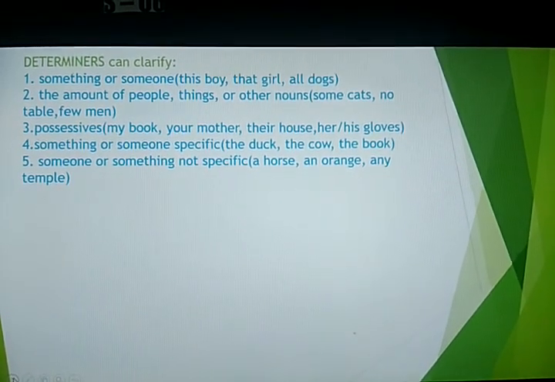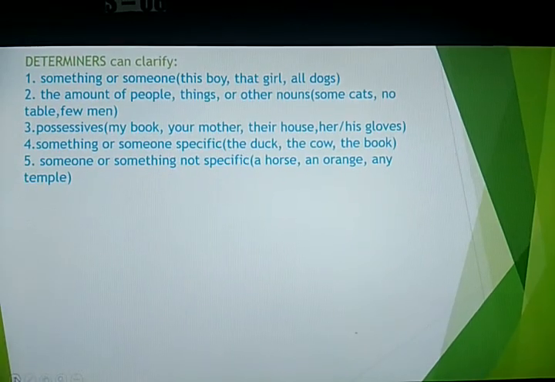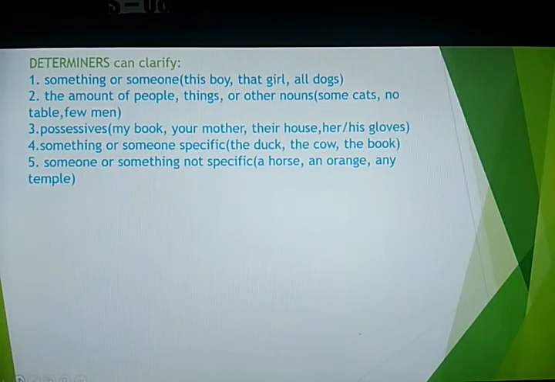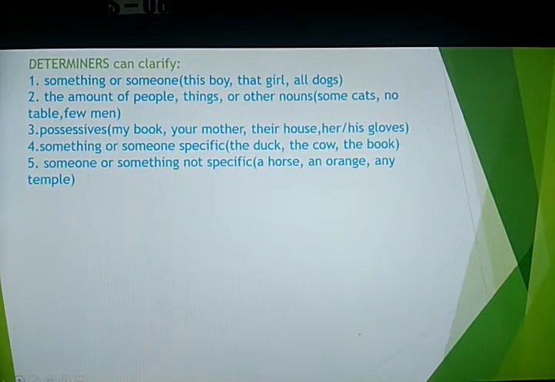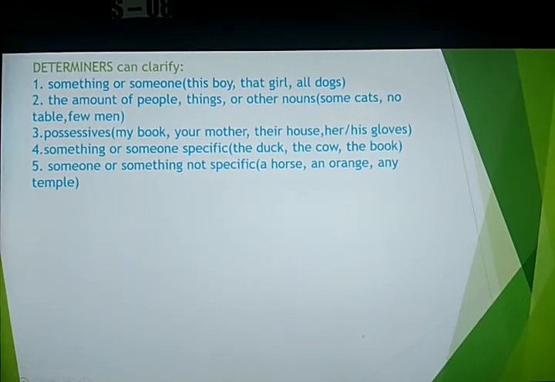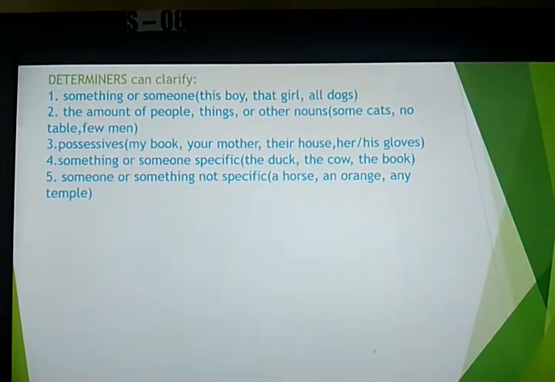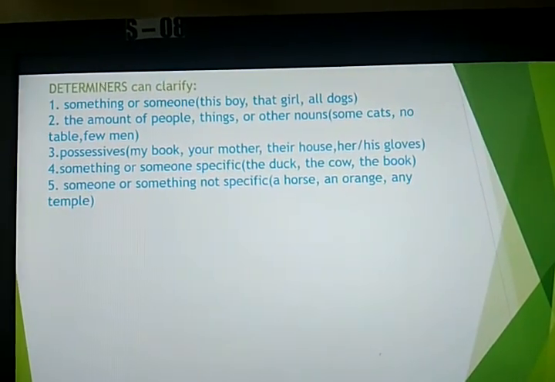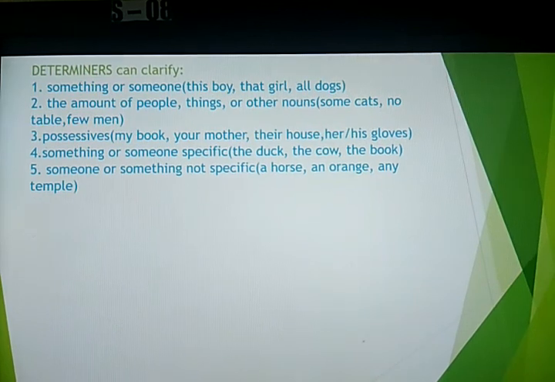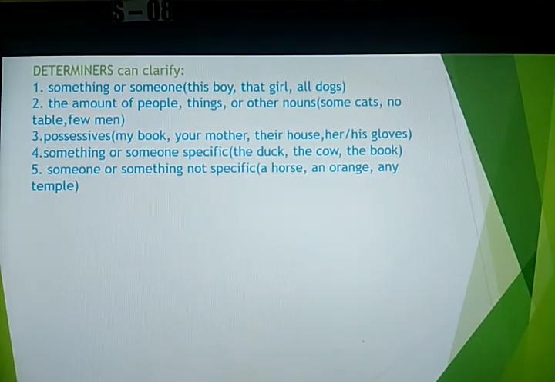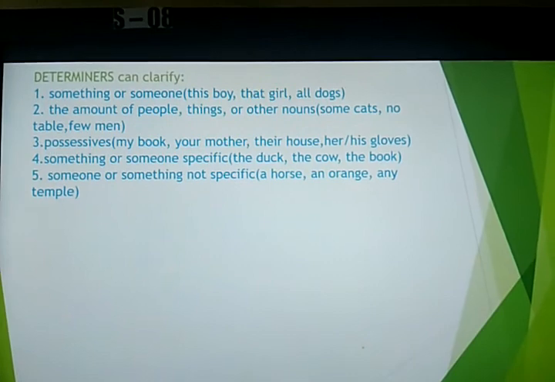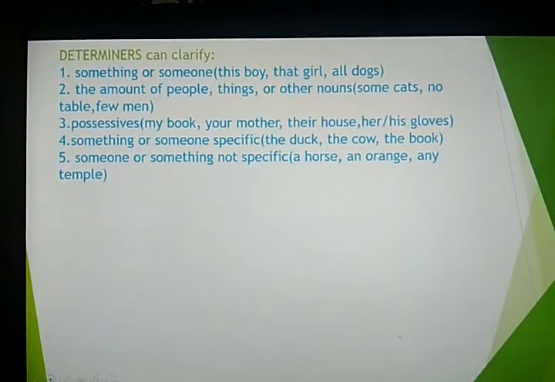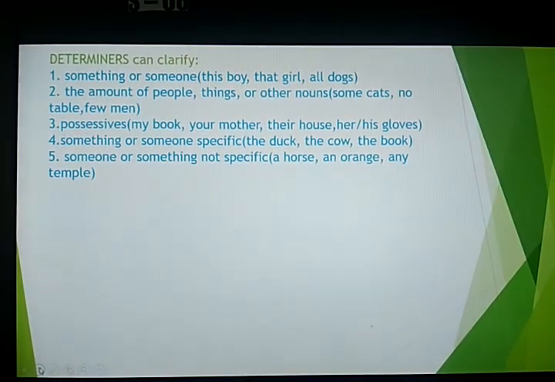Okay. Now number 4, something or someone specific. And number 5, someone or something not specific. Specific and not specific. Try to understand the difference. Specific means definite. Not specific means indefinite. Definite means that which you are sure of, which you know something about, about a person or about the thing. Not specific means that which you are not certain about, or about which you don't have any idea, about someone or something.